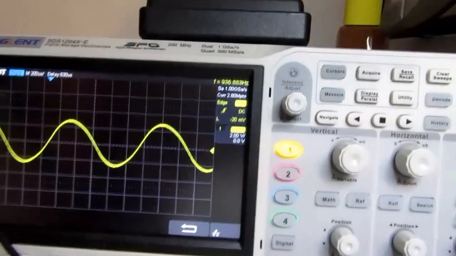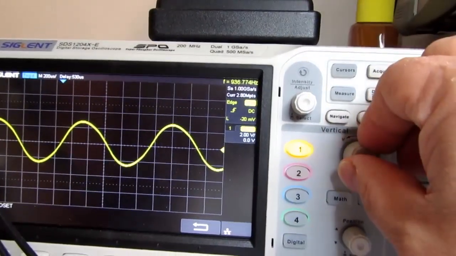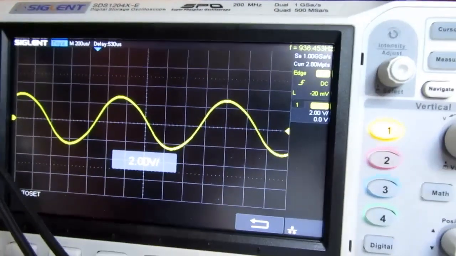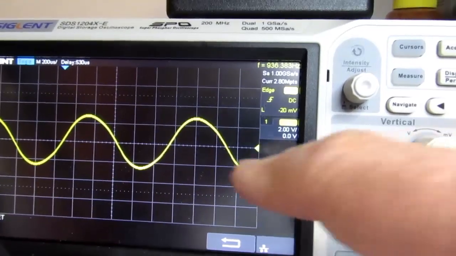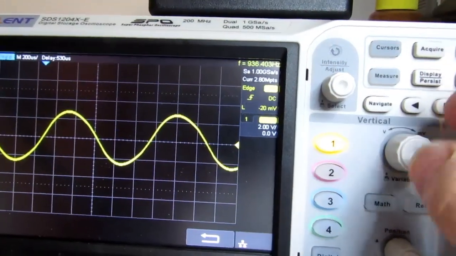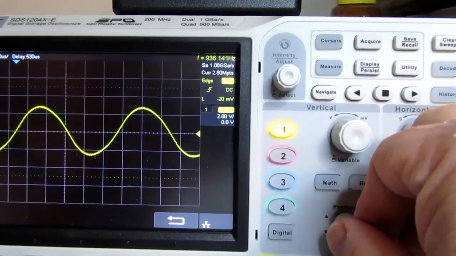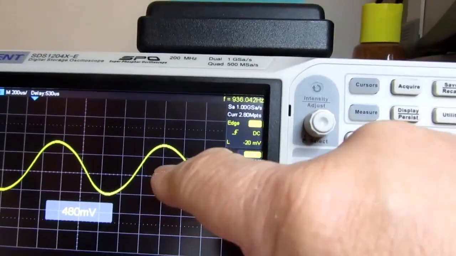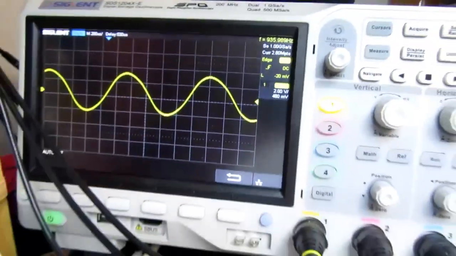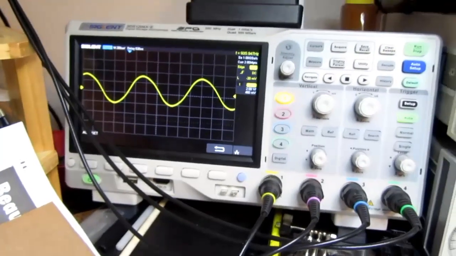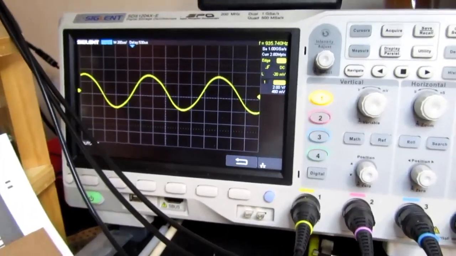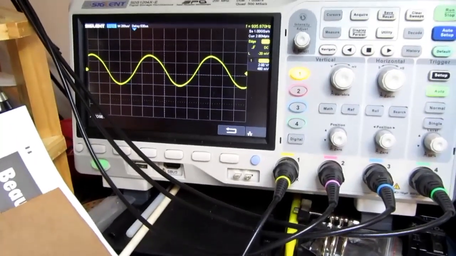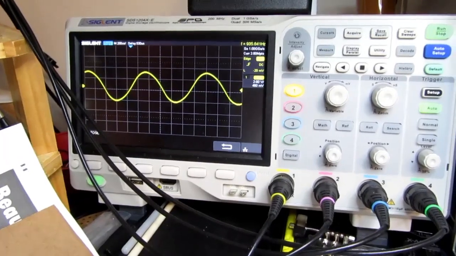Giving me, what am I at here? 1 volt per division, 2 volts per division. It's giving me 1, 2, 3, 4, 5 volts peak to peak, which is quite different from the 2 volts peak to peak that it says in the listing. It's not a bad amplitude, but it's a bit more than I really wanted. Probably still be adequate.